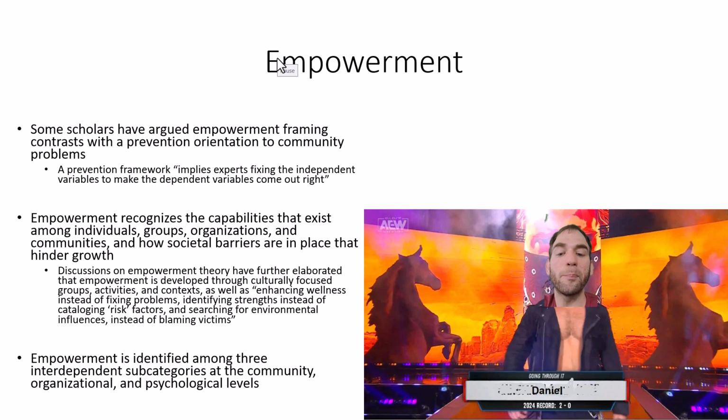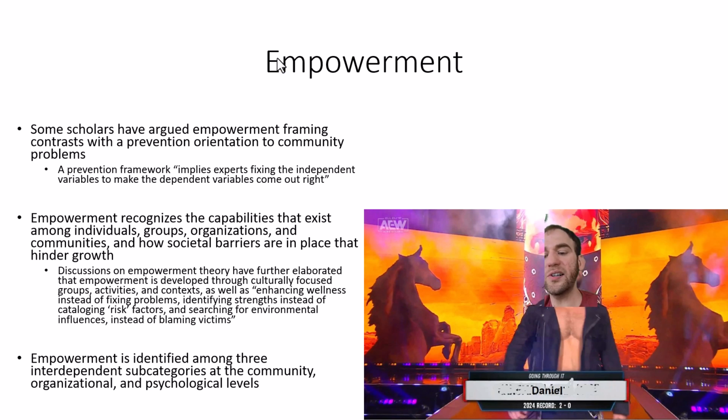Empowerment recognizes the capabilities that exist among individuals, groups, organizations, and communities, and how societal barriers are in place that hinder growth. Discussions of empowerment theory have further elaborated that empowerment is developed through culturally focused groups, activities, and contexts, as well as, quote, "enhancing wellness instead of fixing problems, identifying strengths instead of categorizing risk factors, and searching for environmental influences instead of blaming victims." Empowerment is identified among three interdependent subcategories at the community, organizational, and psychological levels.